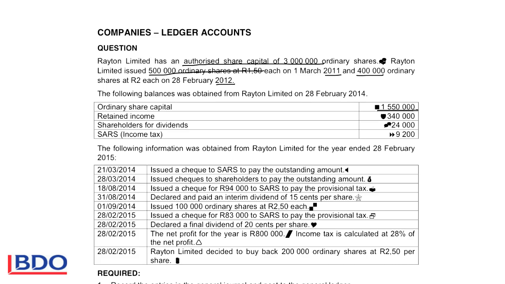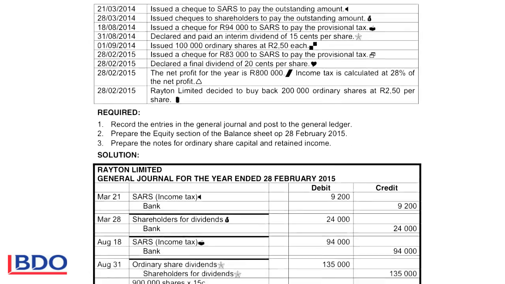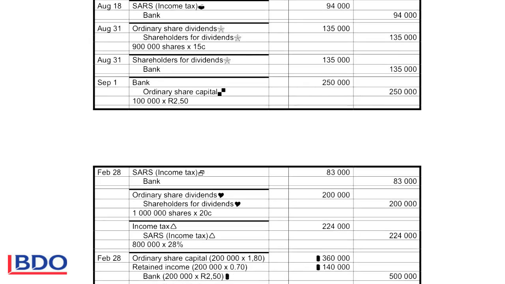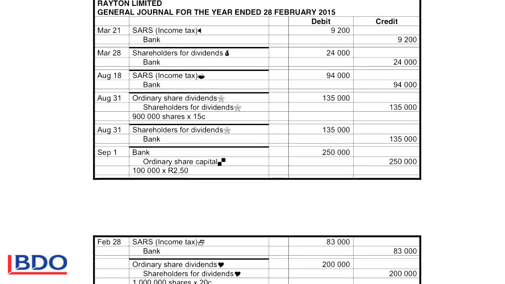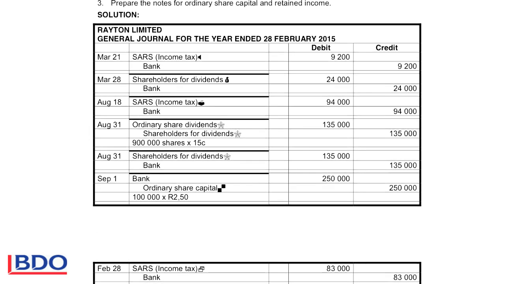Issue a cheque to SARS to pay the outstanding amount. So if we look here, the outstanding amount to SARS is 9,200. If I record this in the general journal, then it means that I will debit SARS with 9,200 to reduce the debt and to indicate that we don't owe them the money anymore, and I will credit the bank.